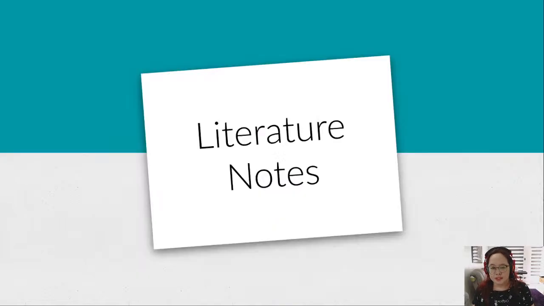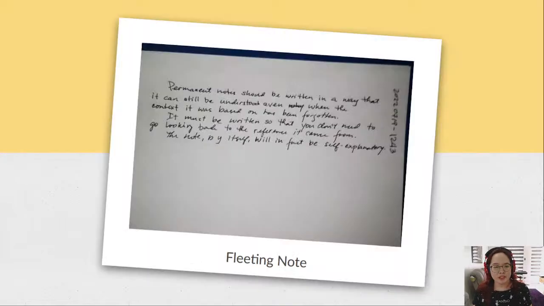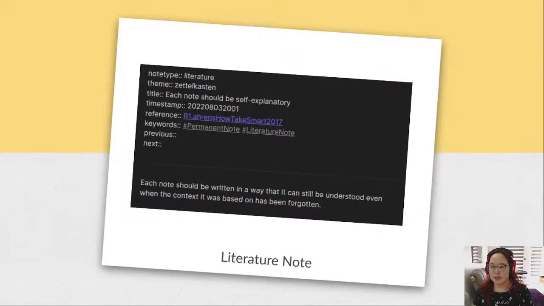So this was my permanent note. Yeah, this was my fleeting note rather. It was about a permanent note. And you can see that it's a bit long-winded. And then when I saved it to my Zettelkasten, it became like this. Each note should be written in a way that it can still be understood even when the context was based on, or has been forgotten.